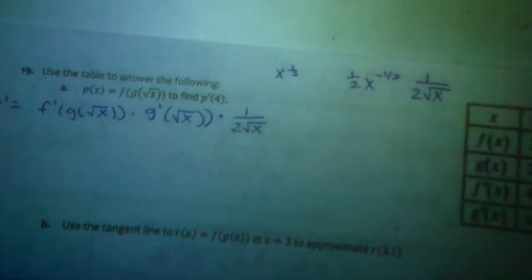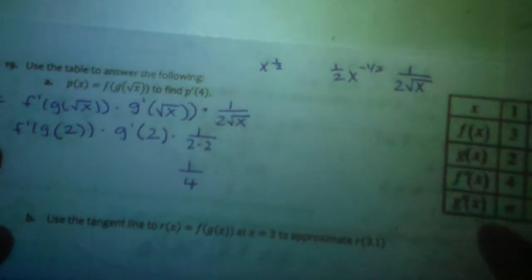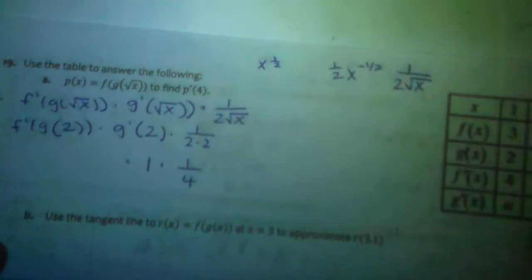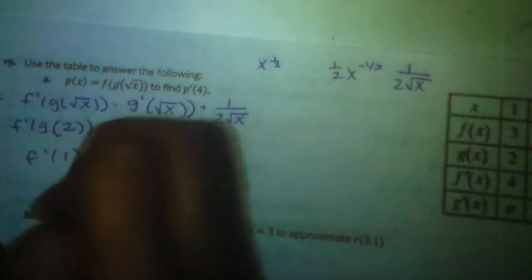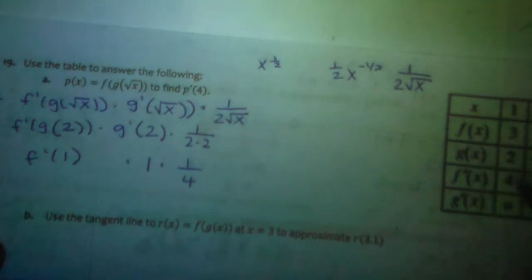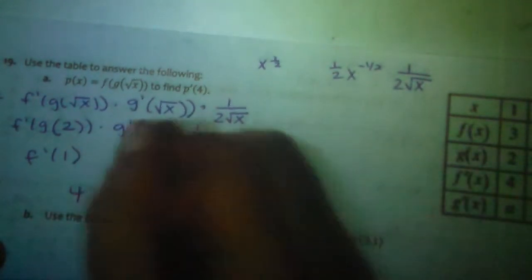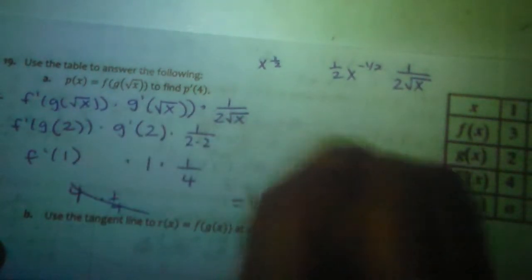And now I'm plugging in 4, so this is f prime of g, root 4 is 2, times g prime of 2, times 1 over 2 times 2, so that's just 1/4. G prime of 2, this is a lot of work too. G prime of 2 is 1, g of 2 is 1, so that's f prime of 1. F prime of 1 is 4, so you got 4 times 1/4, which is 1.